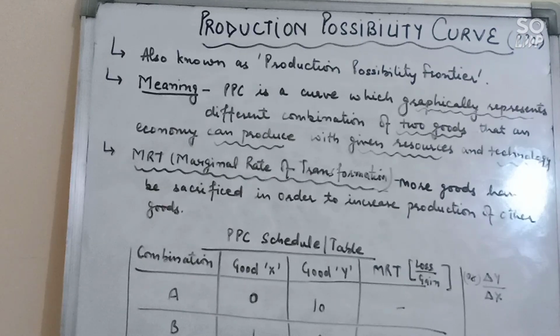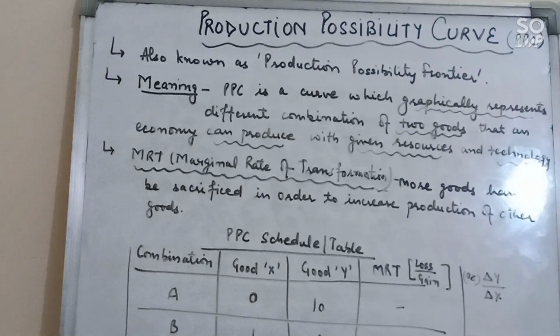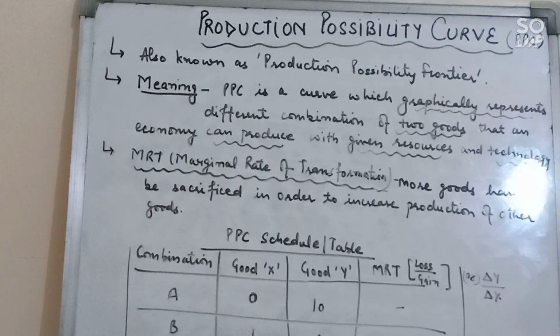Good morning, students. Today I will be discussing a very important topic, that is the production possibility curve (PPC). We have discussed the central problem of the economy: what to produce, how to produce, and for whom to produce. And under what to produce, we have discussed that to increase the production of one commodity, we need to reduce the production of another commodity. So we can discuss our economic problem with the help of PPC also.